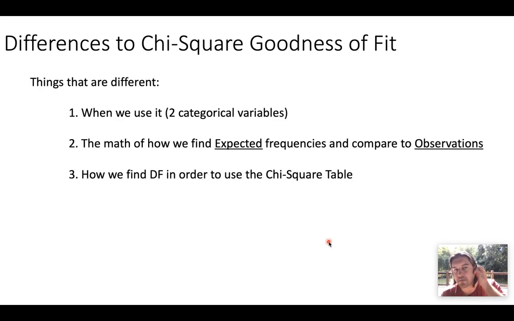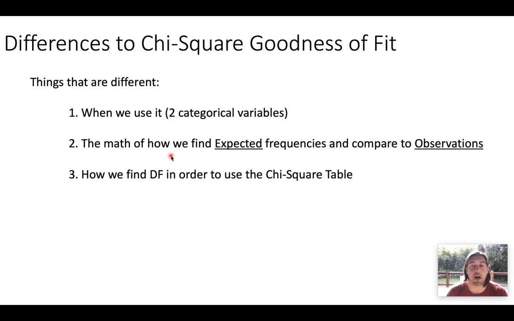What changes is that now we use it in a different context when we have two categorical variables, and the math changes of how we find our expected frequencies and then compare them to our observations. So the math is going to change, but the general idea that we're still generating expected frequencies and then comparing them to our observations stays the same. A chi-square test of independence is still a comparison of expectation to observation. We just do it differently because it's a different style question.